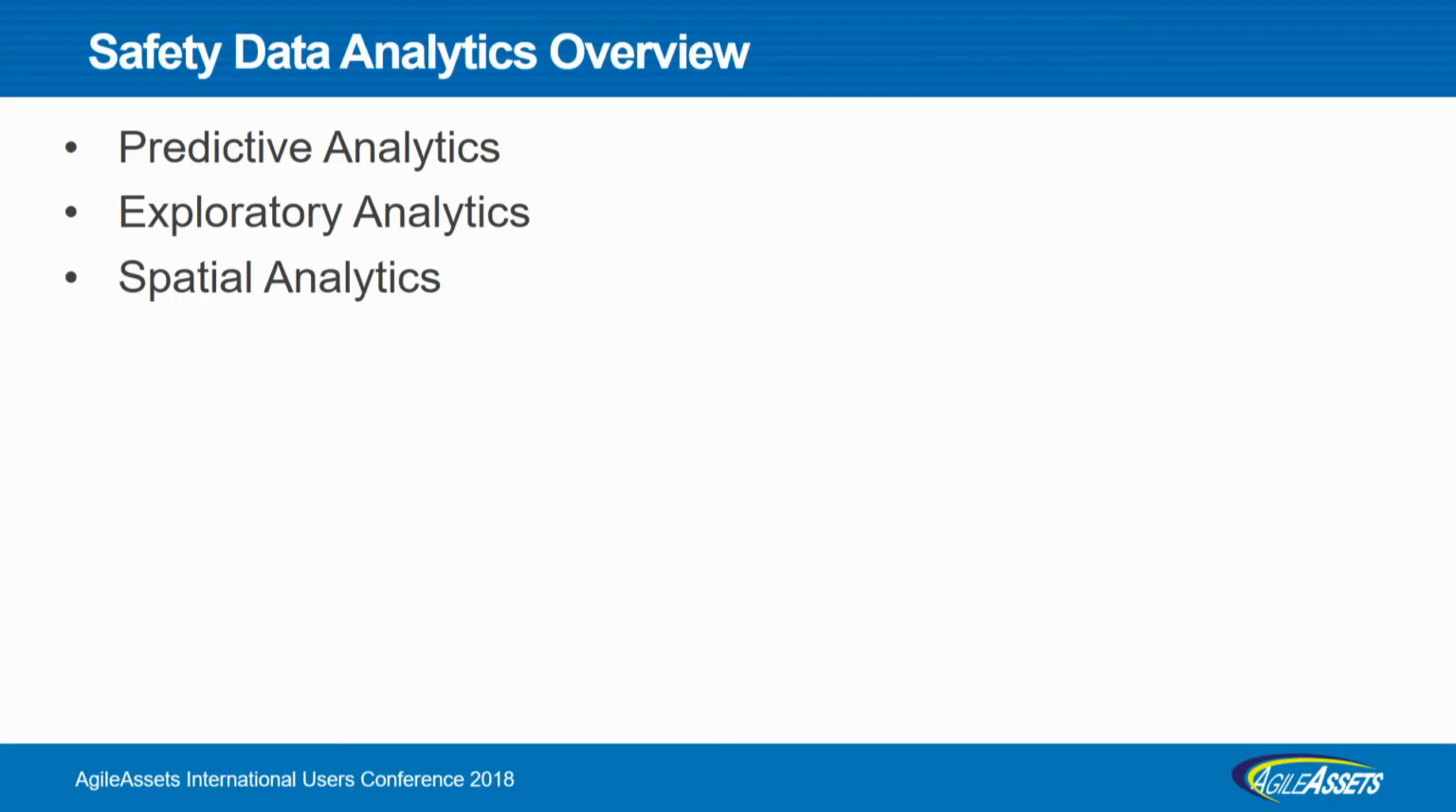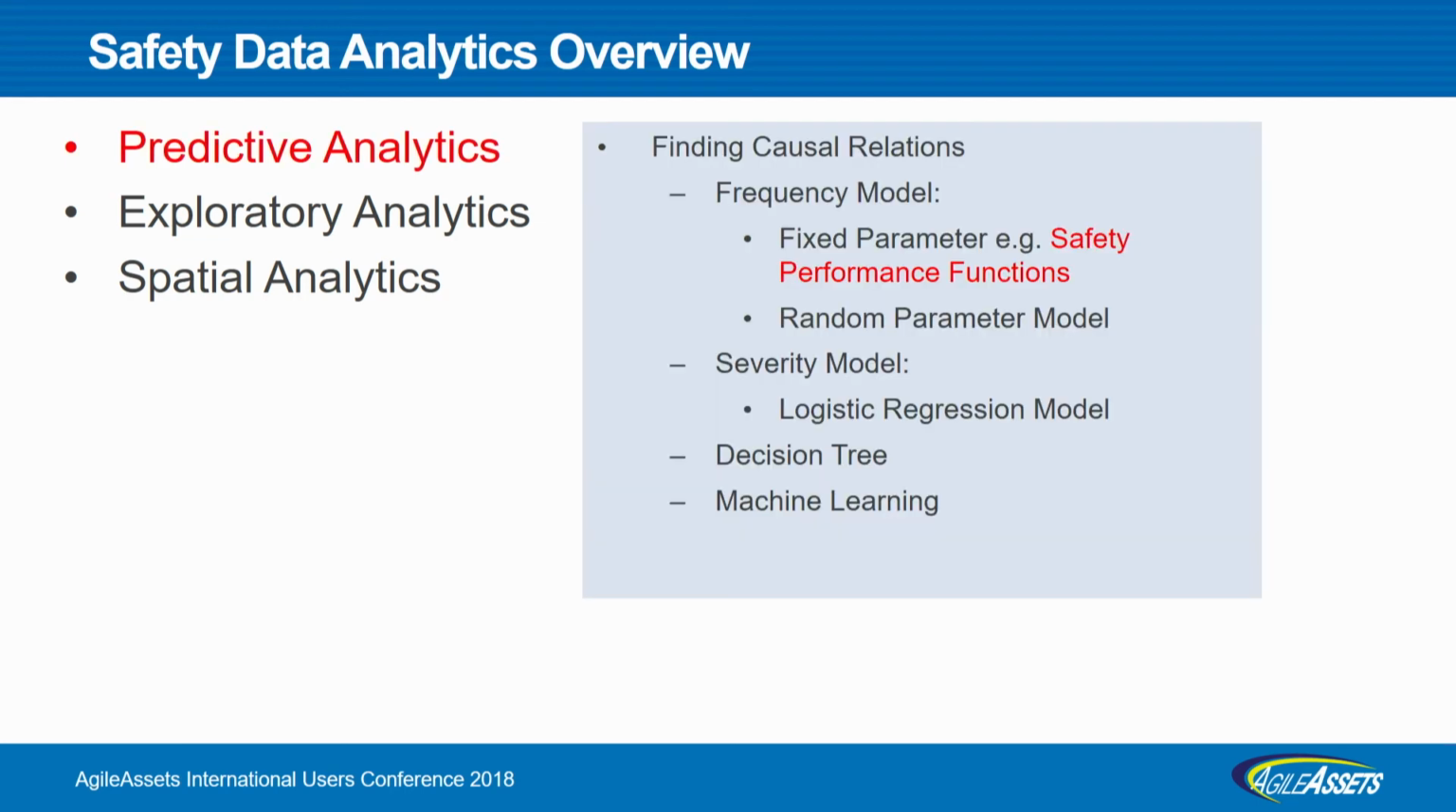Now I'd like to quickly go over the data analytics overview that we have. The first thing we have is predictive analytics. Predictive analytics means we want to really predict what will happen with all these underlying conditions, and to find out a causal relationship between different factors and the outcome. In predictive analytics, we have basically two different types of models.